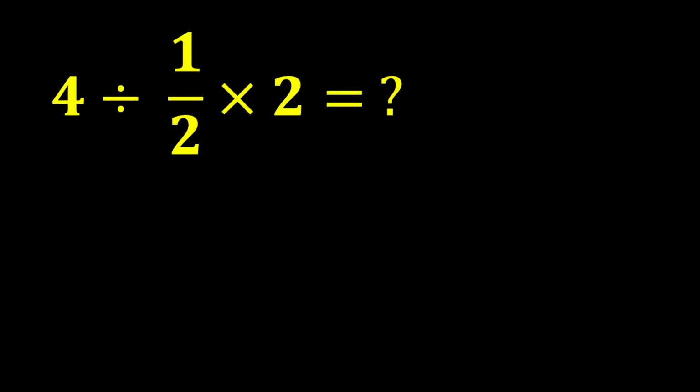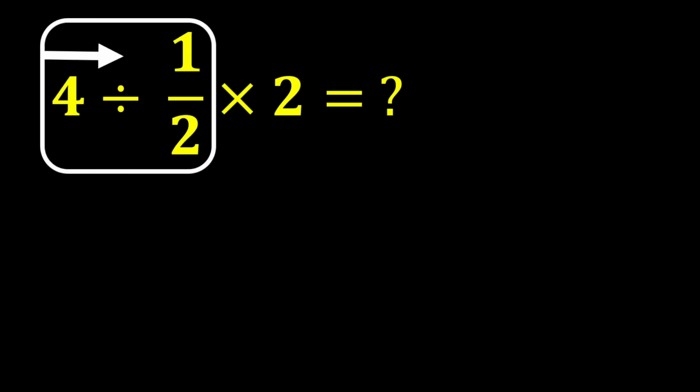4 divided by 1 over 2 multiplied by 2. Now, in this expression, there is both multiplication and division. According to PEMDAS, since multiplication and division have equal priority, we move from left to right, and whichever operation we reach first, we perform it first. Now, in this expression, if we move from left to right, we reach the division first, so we first perform the division, and then perform the multiplication.